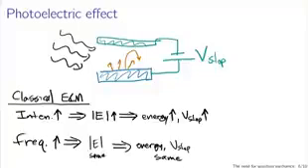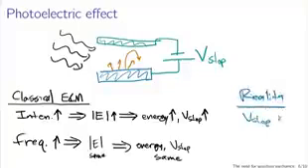Now, it turns out what actually happens in reality does not match this at all. In reality, when the intensity increases, the energy, which I should really write as V stop, the stopping voltage necessary, doesn't change. And when I increase the frequency, the voltage necessary to stop those electrons increases. So this is sort of exactly the opposite. What's going on here? That's the puzzle in explaining the photoelectric effect.